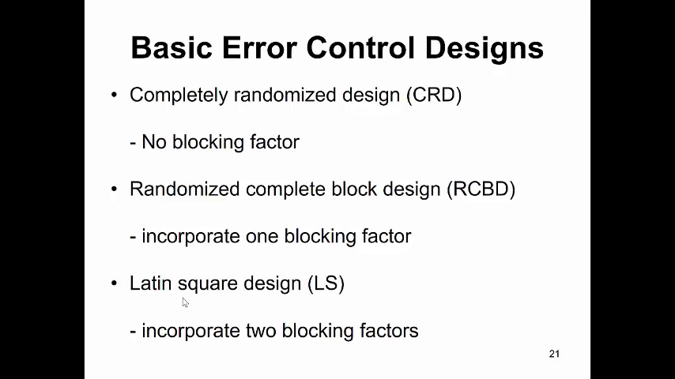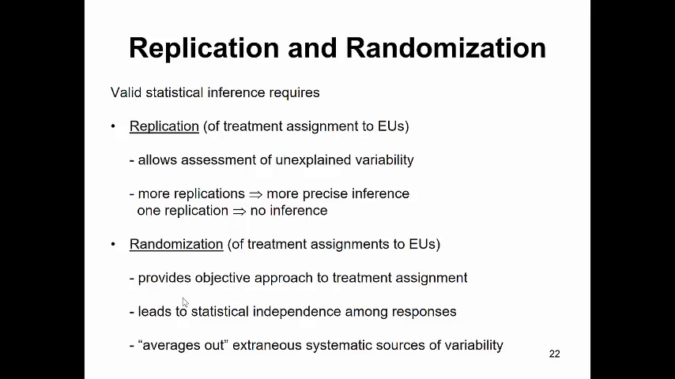So the basic error control designs that we'll talk about are a completely randomized design, which has no blocking factor, and that's what we're going to start with, the CRD. We have randomized complete block designs, which are RCBDs. They incorporate one blocking factor. We're going to talk about Latin square designs that incorporate 2 factors. And we'll talk about a couple other designs as well that incorporate these kinds of blocking ideas. So to keep going with that, we want to talk about this idea of replication and randomization. With replication, it's very important, and it allows for the assessment of unexplained variability.